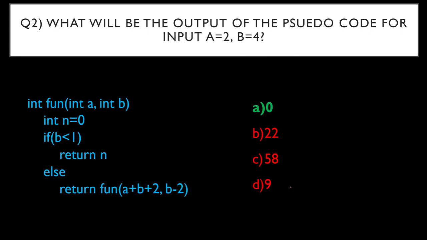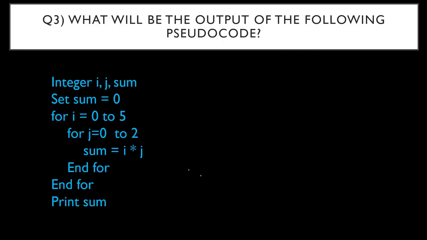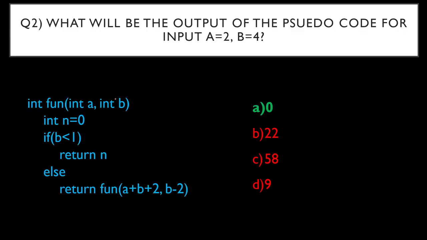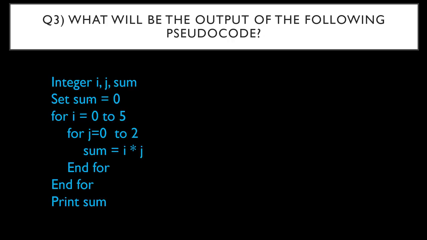Let us move on to the third question: what will be the output of the following pseudo code? Here is the pseudo code: integer I comma j comma sum. In the previous code, to declare an integer we had used just int a, like in the C program. This is very similar to C programming, but here we have used integer I and j. In different styles of pseudo code it differs, but you must be able to understand that I is an integer variable, just like int a or int I.